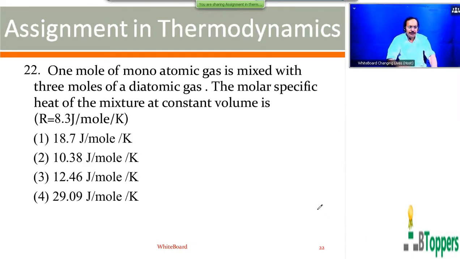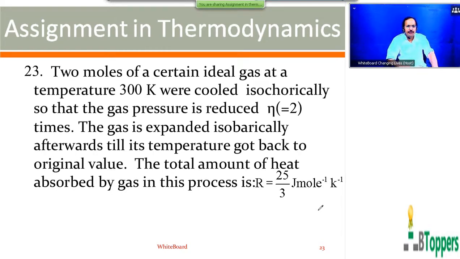So for question number 22, which I have just discussed, the first option will be the answer. See the question number 23. 2 moles of a certain ideal gas at a temperature 300 Kelvin were cooled isochorically, so that the gas pressure is reduced 2 times. The gas is expanded isobarically afterward until its temperature got back to the original value. Total amount of heat absorbed by the gas in this process.